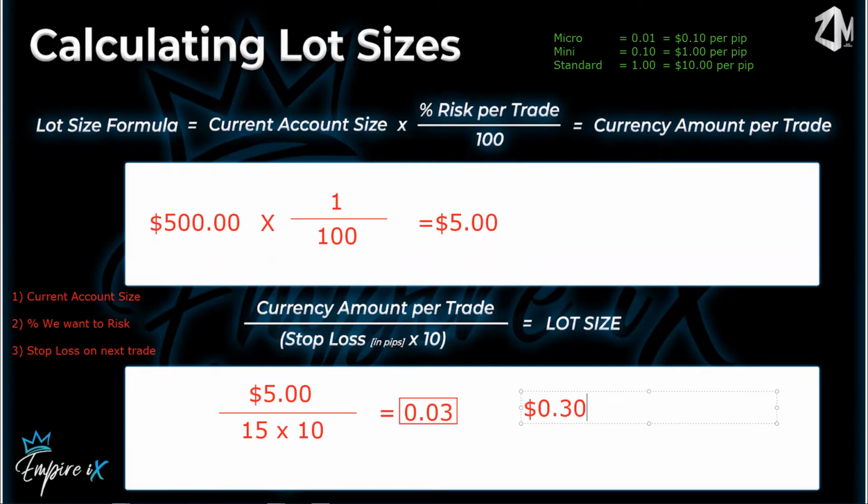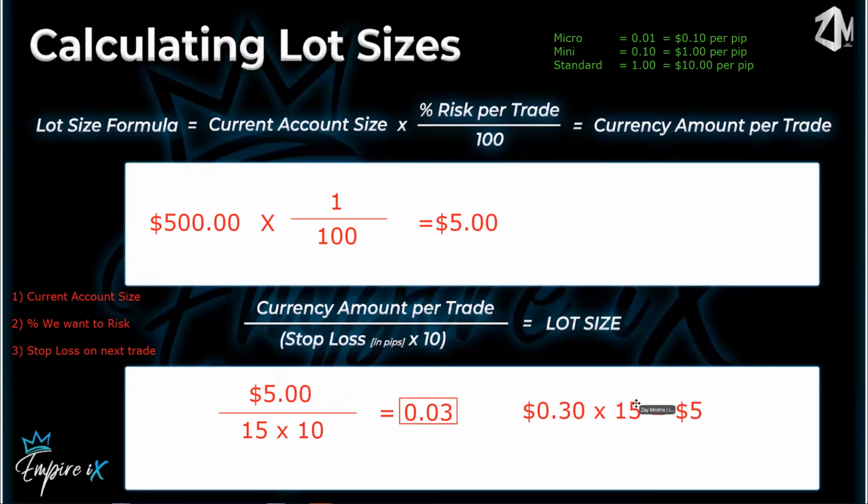And again, to check our work, we just mentioned that a 0.03 is 30 cents per pip. If we take this and we multiply it by 15, you will get $5. So if we take a loss on this trade, we only lose $5, and that is exactly what we wanted to risk on this trade. So this is how we use the lot size formula.